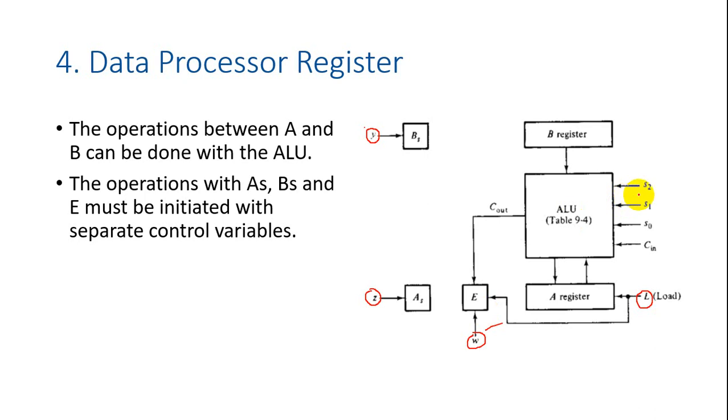So S2, S1, S0, and S carry in, these are the control signals we have already used before. You already know how they are used. So a few other control signals, L, W, Z, and Y, are required to perform this data processing part. Okay. So four new control signals: L, W, Z, and Y.